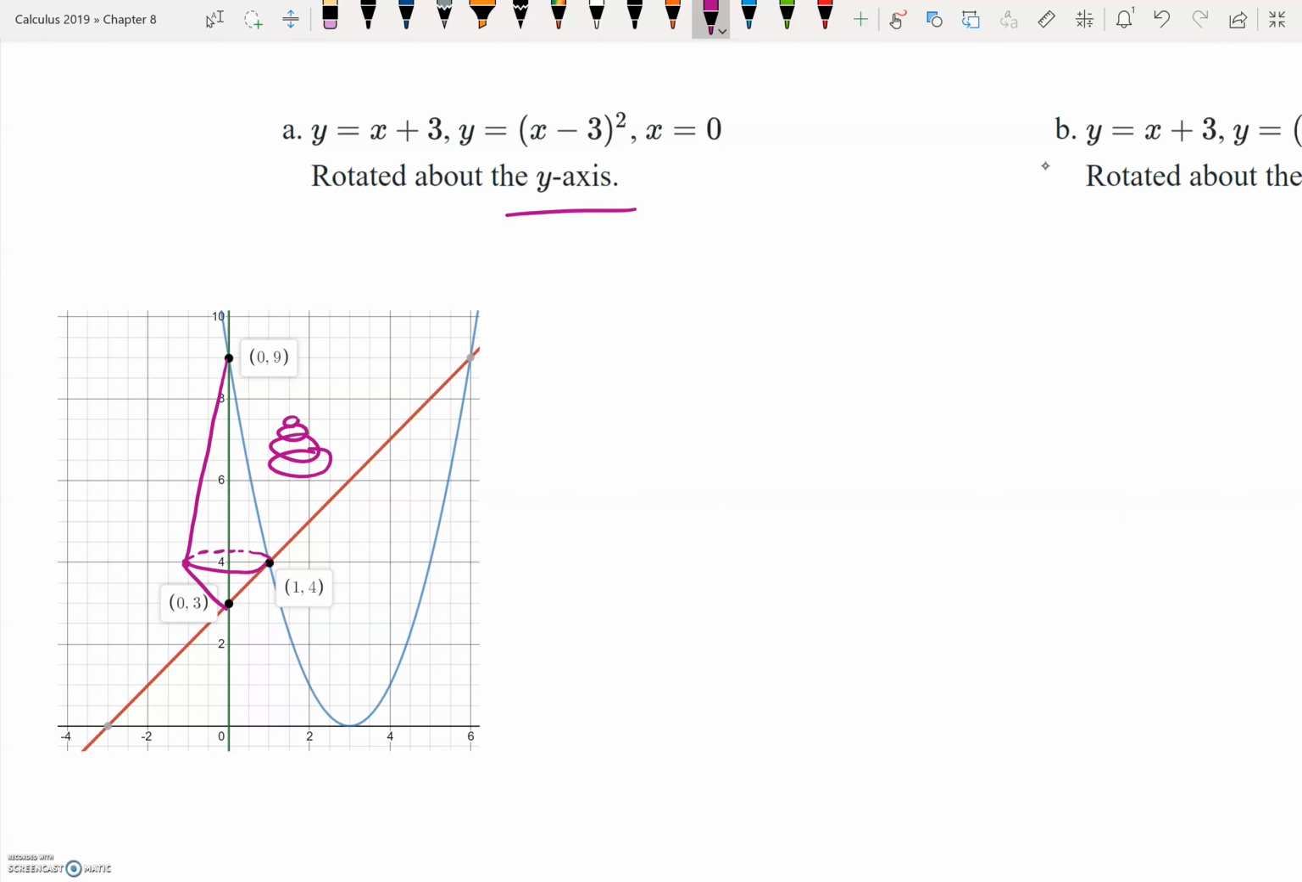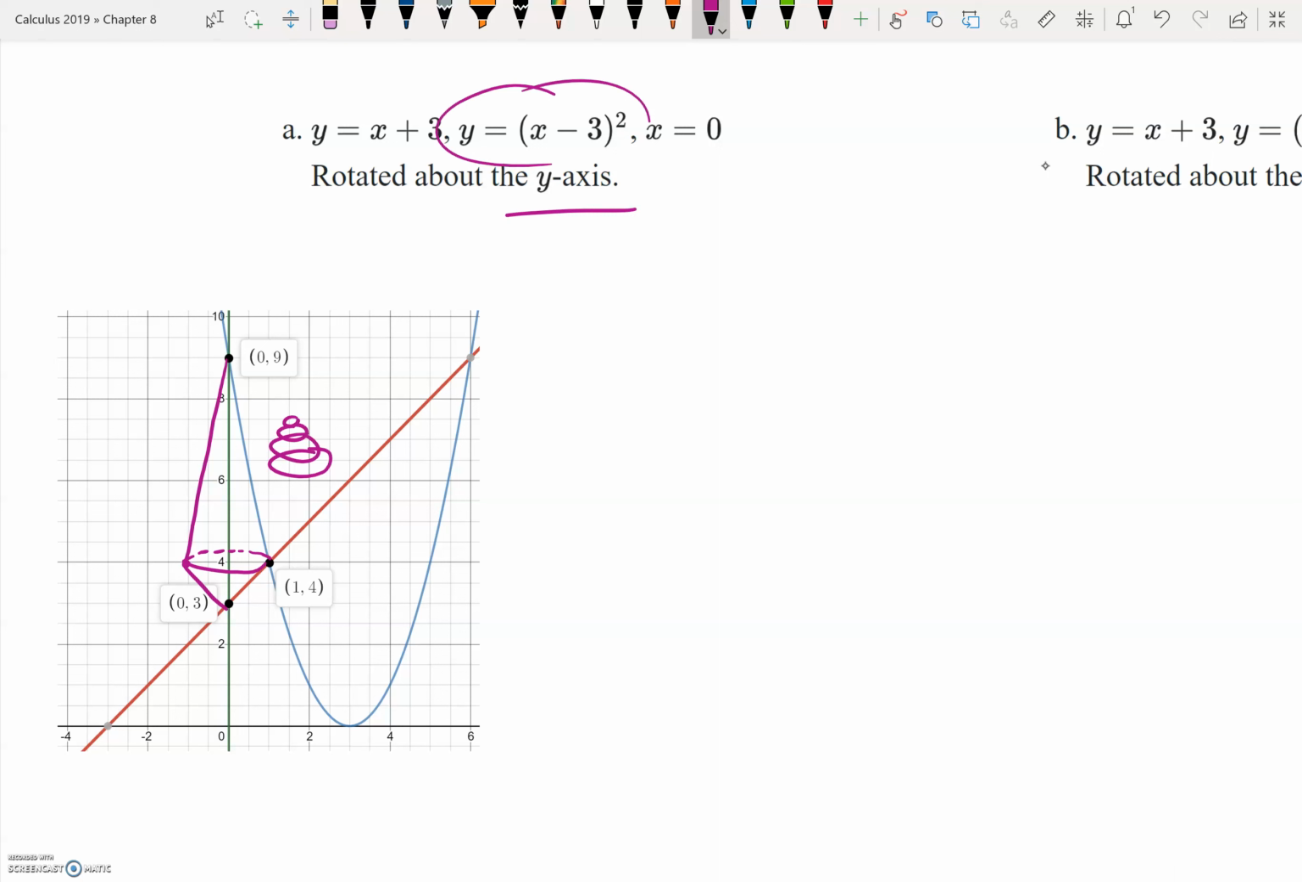And since we're going to be doing dy, we're going to be doing disks that are lined up horizontally, that are stacked on top of each other. We're going to have to rewrite each of these functions in terms of x instead. So we start off with this one here.